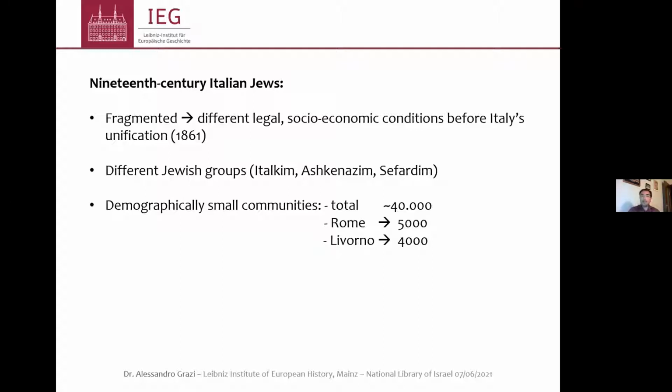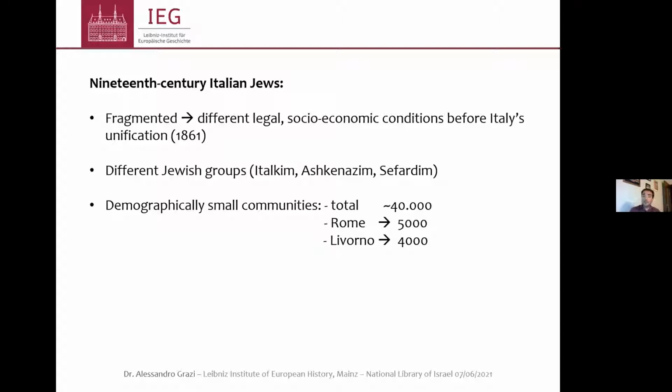As far as the small demographical size of Italian Jewry as a whole and of its single communities as well, we see that, for instance, Rome's Jewish community, the oldest and largest single community of the time, counted about 5,000 Jews. Livorno's community, the second largest, had about 4,000 Jews. In 1861, the Jewish population of the peninsula was just short of 40,000 people over a total Italian population of about 26 million. That is less than 0.2% of the total population.